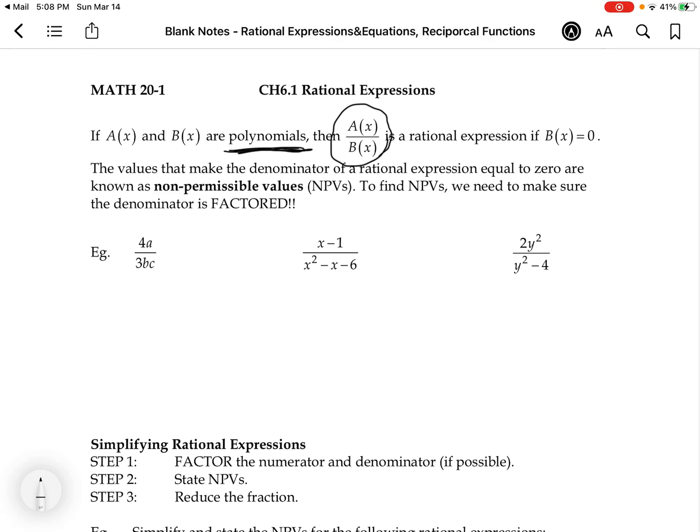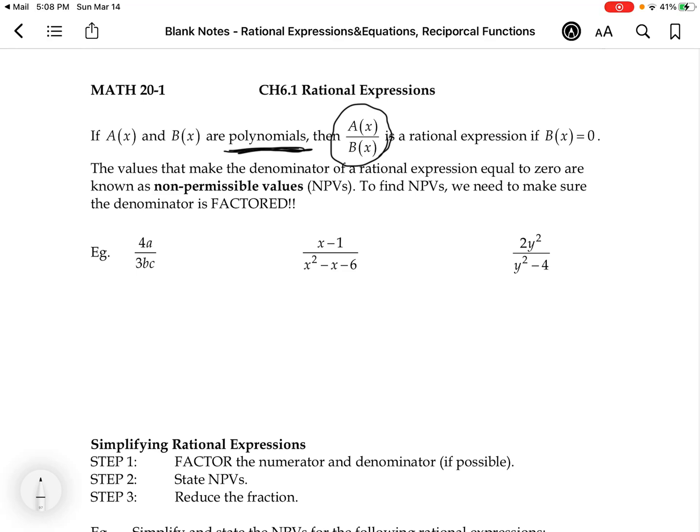4a over 3bc. Okay, this is an example where you have a monomial over a monomial. x minus 1 over x squared minus x minus 6. This is an example of a binomial over a trinomial. And 2y squared over y squared minus 4, that's an example of a monomial over a binomial. Okay, these are all examples of rational expressions.